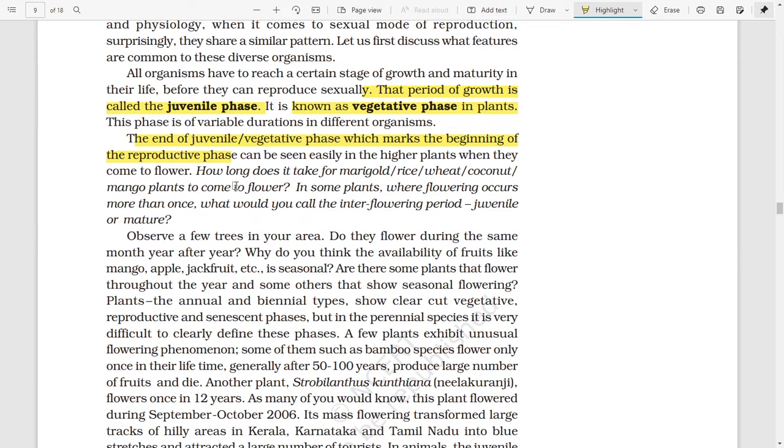In some plants where flowering occurs more than once, what would you call the inter-flowering period, juvenile or mature? This will be called the mature phase.